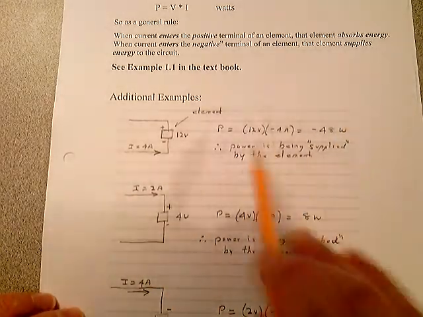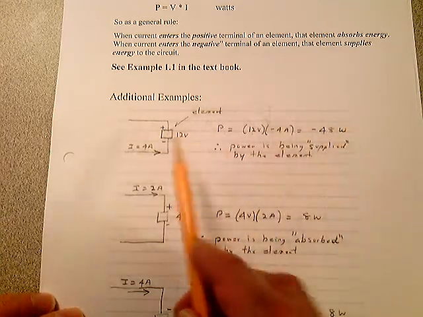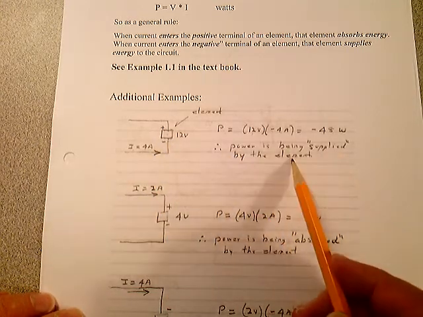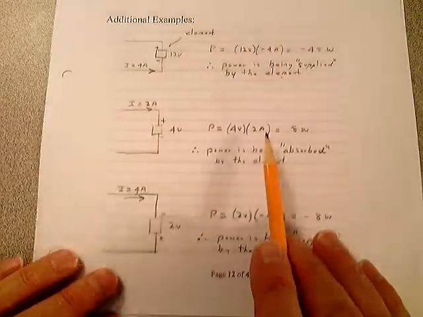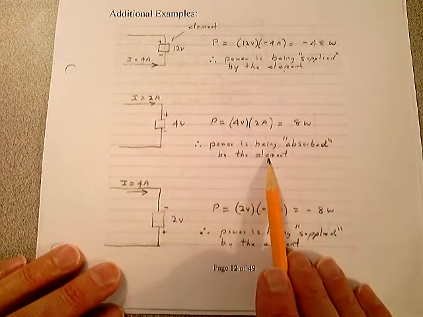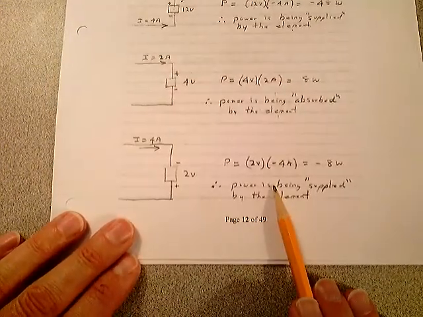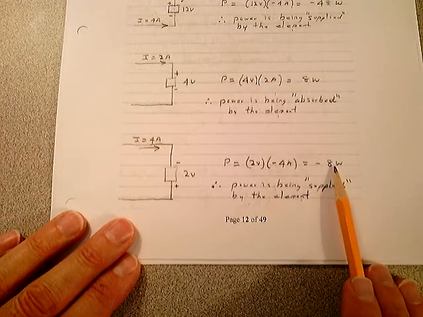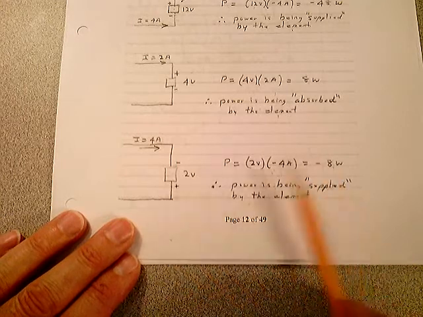So what we're going to do is we're going to say power is equal to 12 times 4 is 48. And we're going to look at the direction of the current. And if it goes into the negative terminal, we know power is being supplied by the element. And we're not going to show negative. Look down here. In this case right here, power is being absorbed by the element. How much? 8 watts. Look down here. Power is being supplied by the element. 8 watts. You don't have to calculate negative. Just use the absolute value.